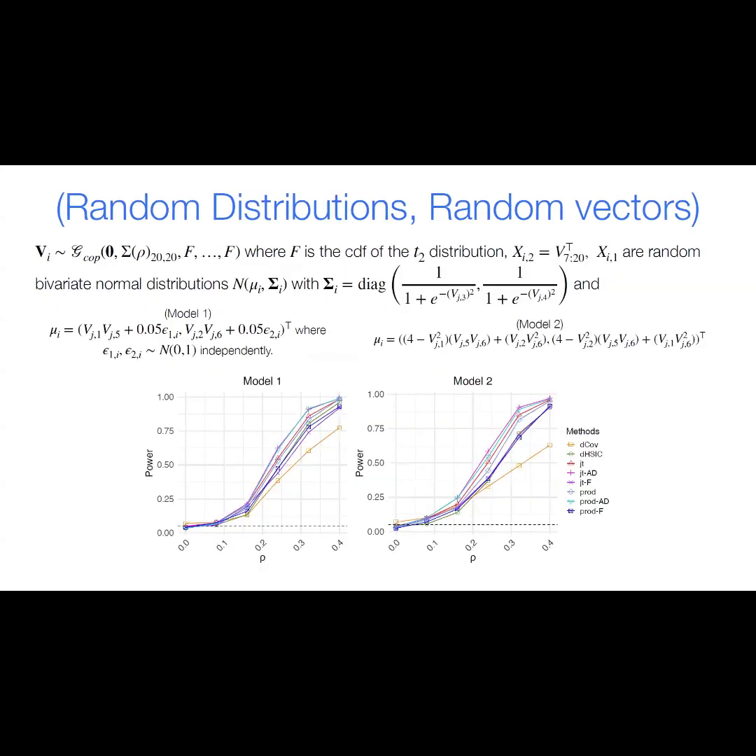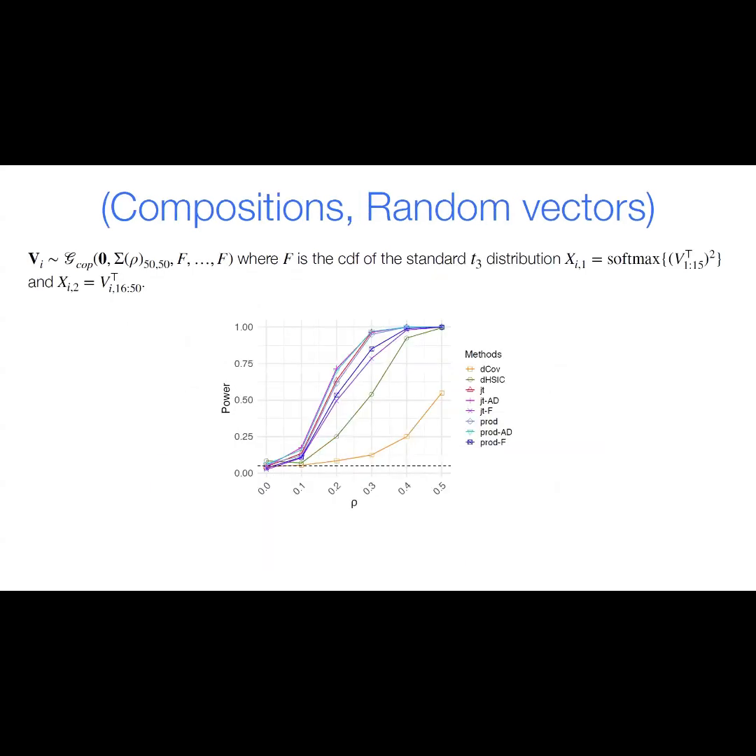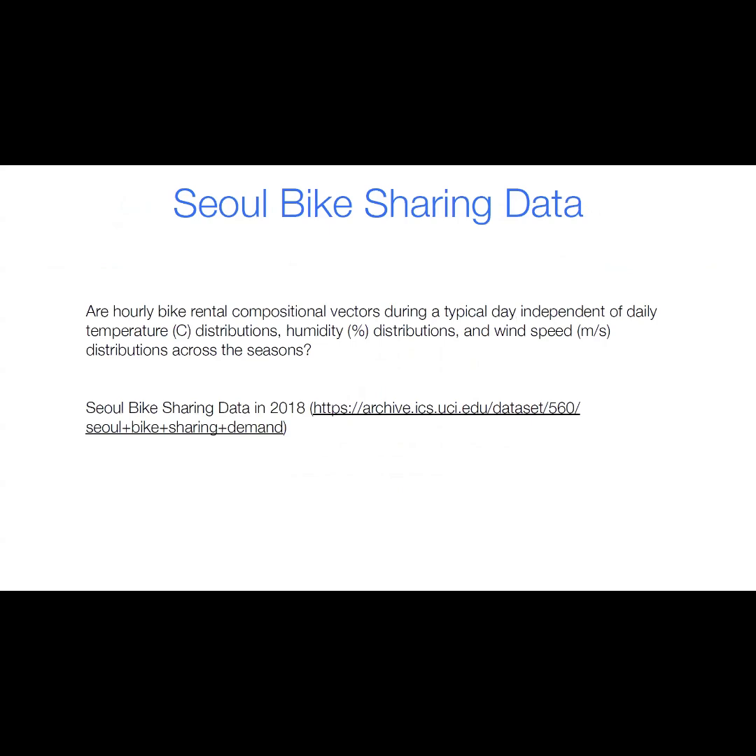We have random distributions coupled with random vectors and random compositions coupled with random vectors, but I think I will... I don't have time, right? 2 more minutes. Okay, then in the last 2 minutes, I'm going to just show a data example.